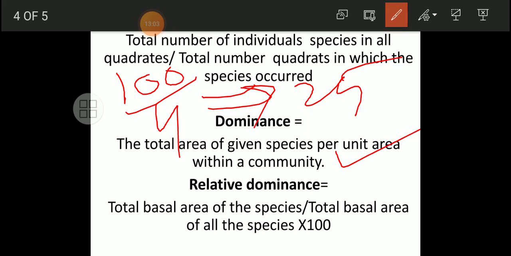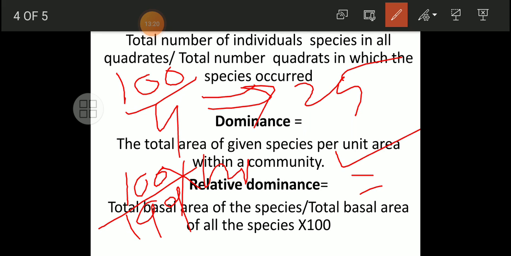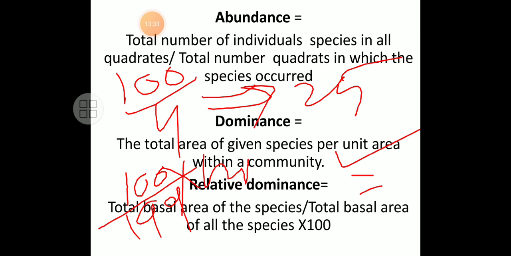Relative dominance: total basal area of the species divided by total basal area of all species. म्हणजे काँग्रेसचा बेसल एरिया किती आहे, ऑल स्पेशीजचा किती आहे, multiplied by 100, that is equal to relative dominance, isn't it? So these formulas you will have to keep in mind, you have to study very well. With this, thank you very much.